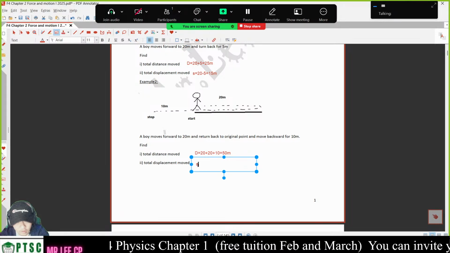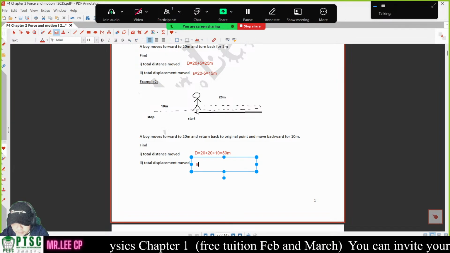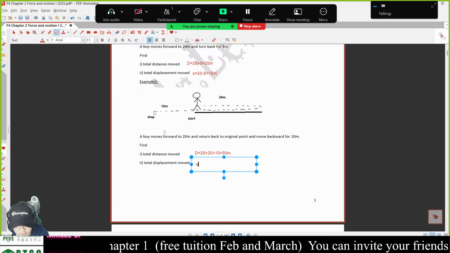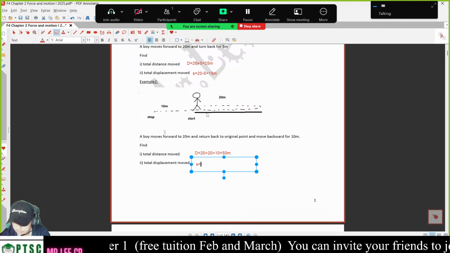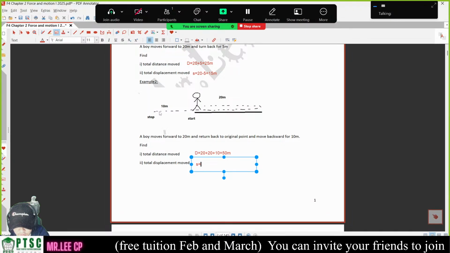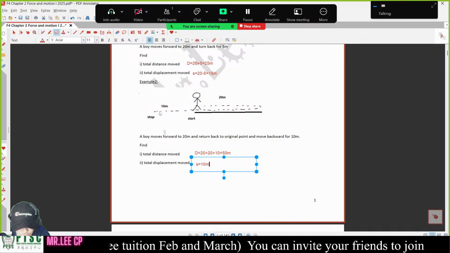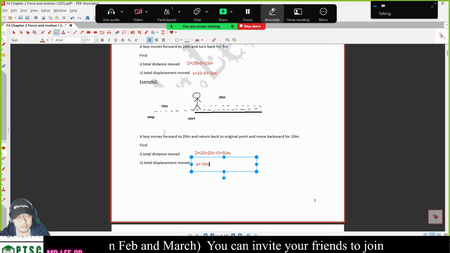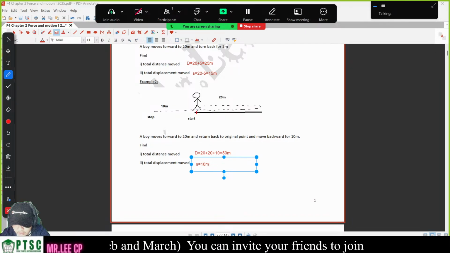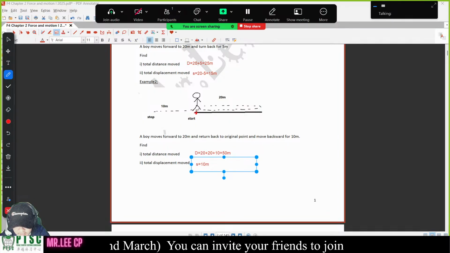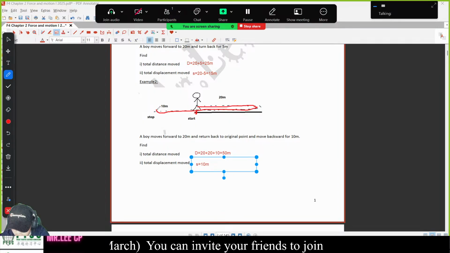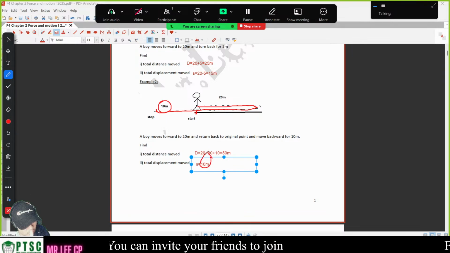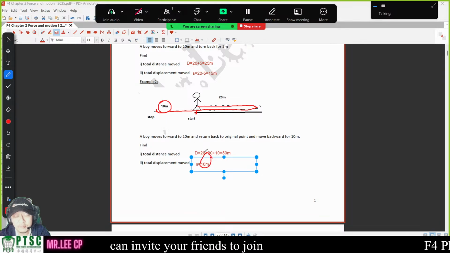Now, how about displacement? Displacement is where you start and where you stop. So you move from here to here, it is 10 meter. Wrong. What's wrong? Displacement has direction. You start here, and finally I move to here and then I stop here. Teacher, you moved 10 meter? No. So this 10 meter, where? Left hand side or right hand side?